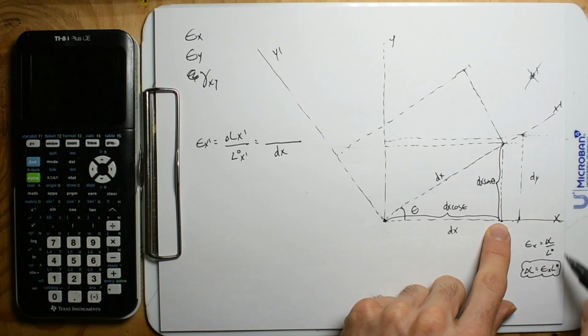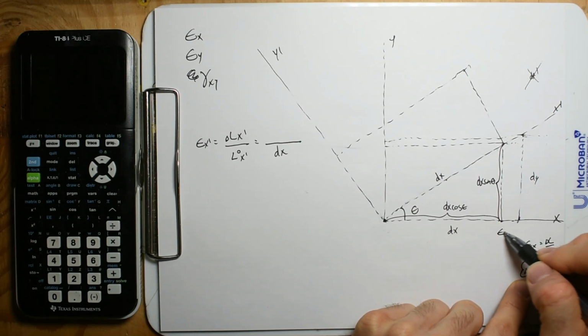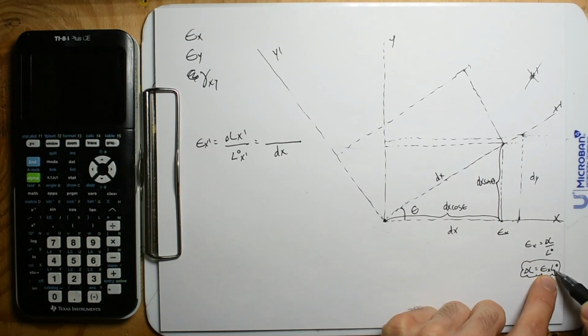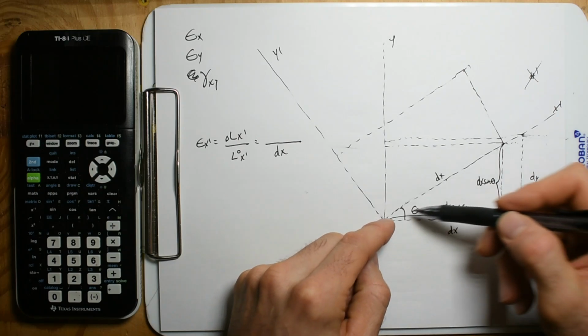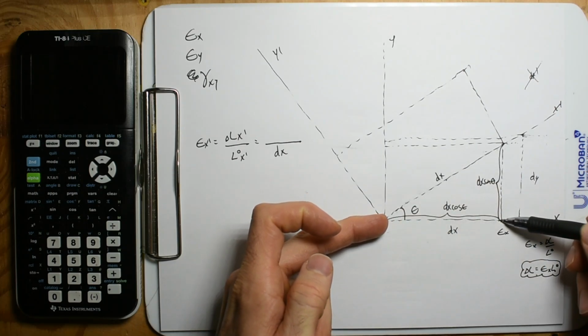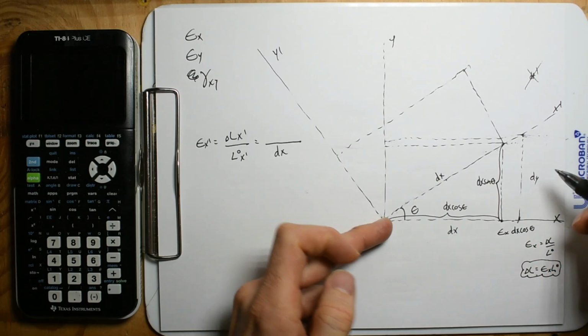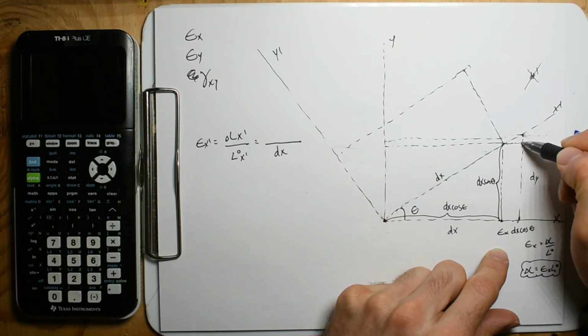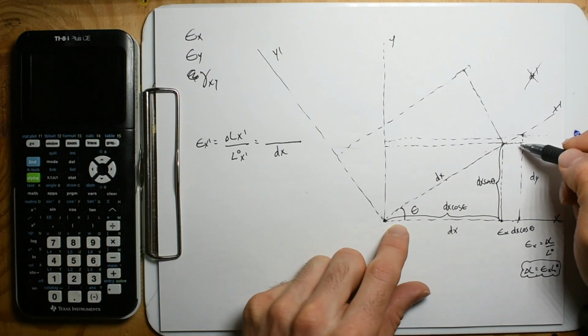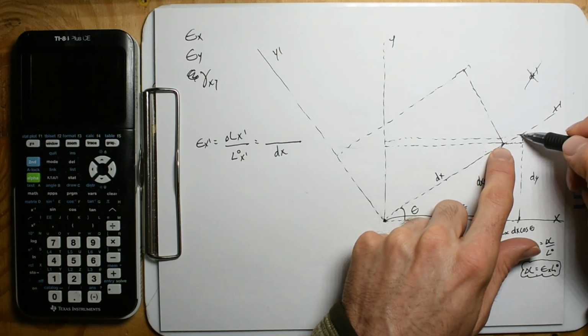All right, so this change in length is going to be the strain in the X times the initial length in the X. Now it's not this. This is my initial length in the X. So we have dx cosine theta. And then we've got to come up here. This is where it gets kind of tricky because we have a very small triangle.